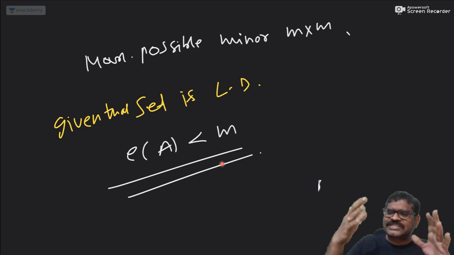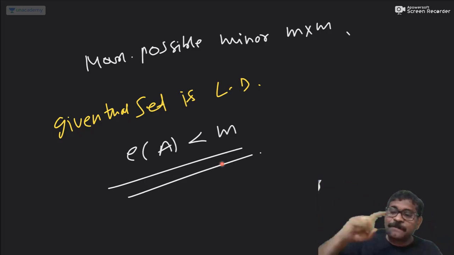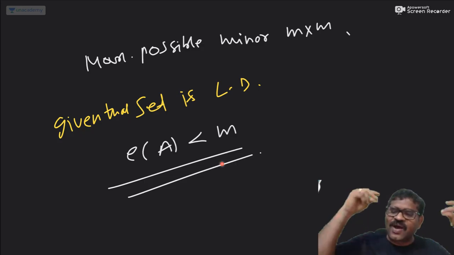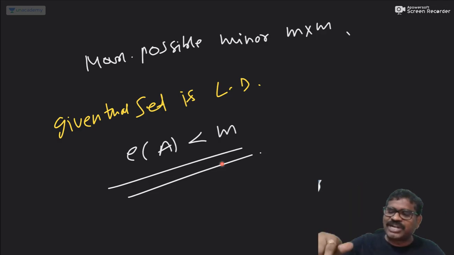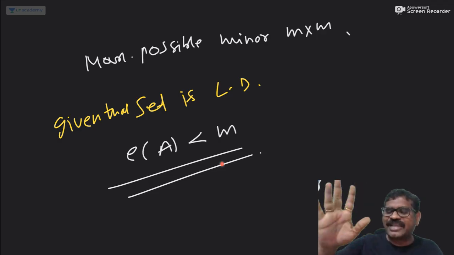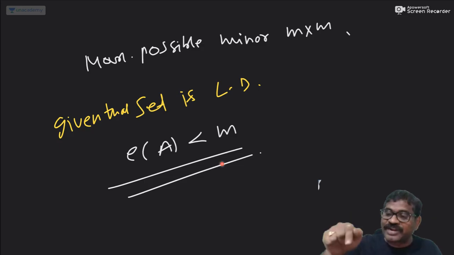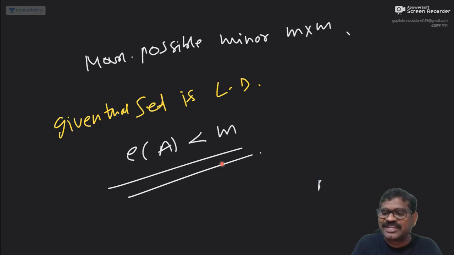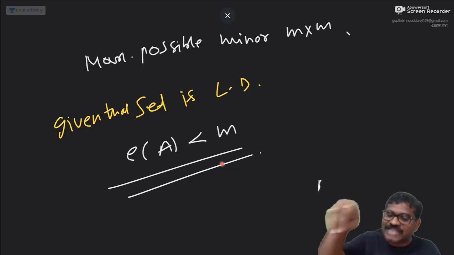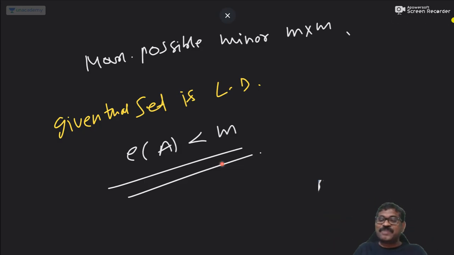Suppose your matrix is 10 cross 20. Maximum possible minor is 10. If maximum possible minor is non-zero, rank is 10. All 10 vectors of dimension 20 are independent. But they have provided that rank is less than its order, rank is less than its maximum possible minor, because they have given that it is linearly dependent. Okay, next.